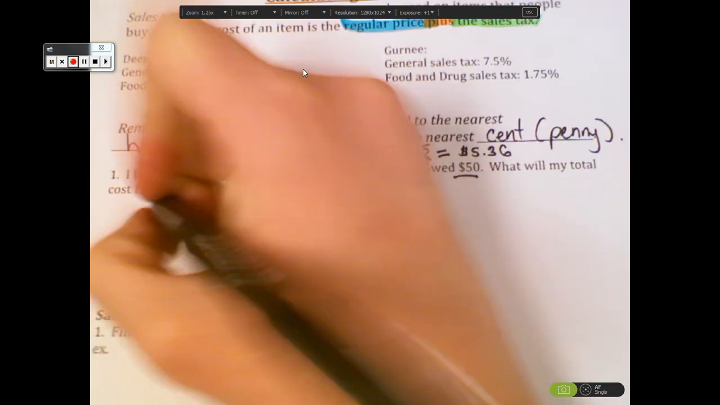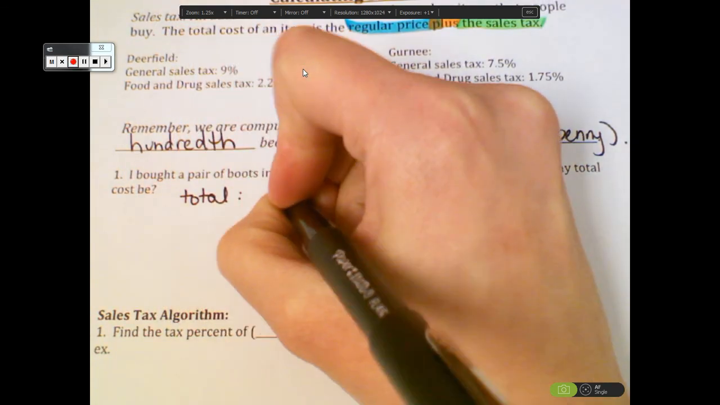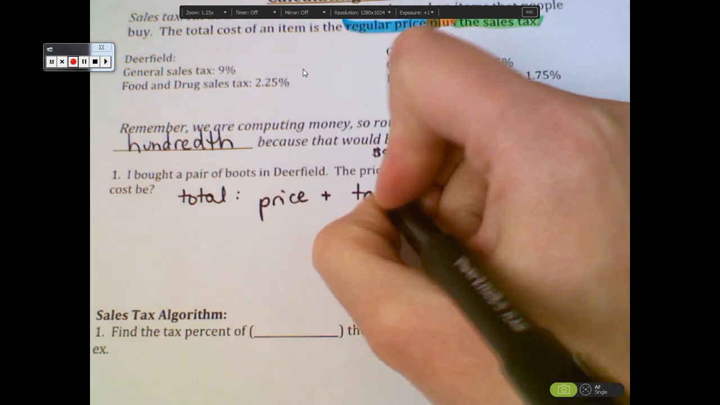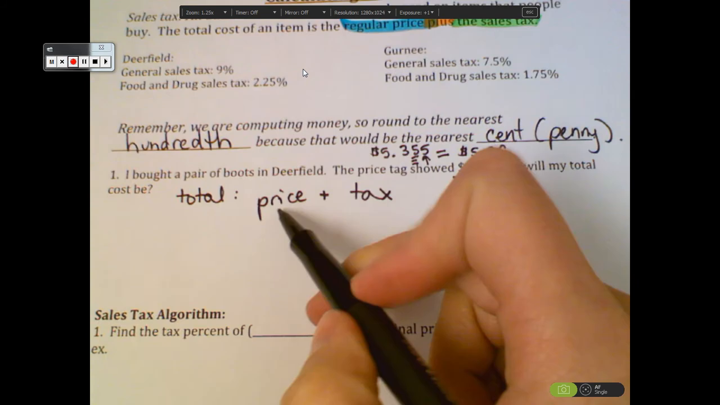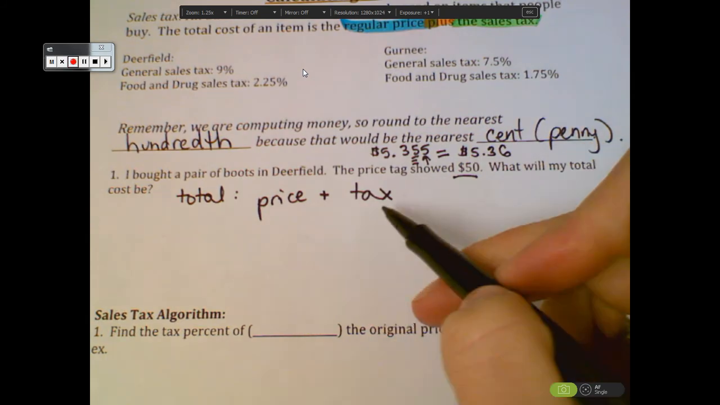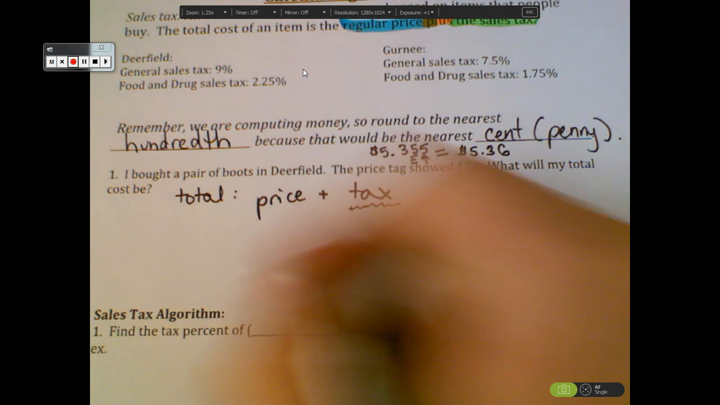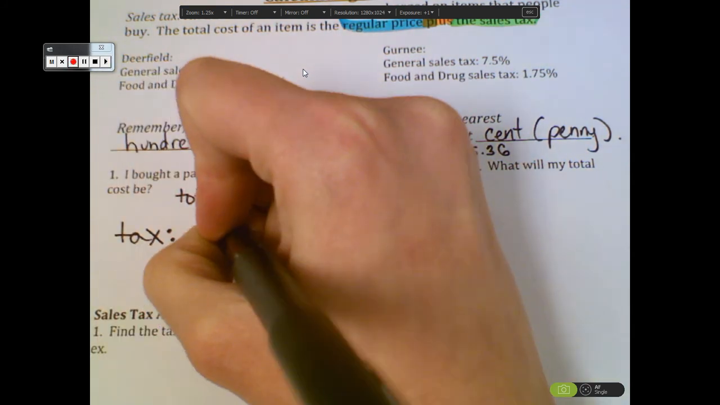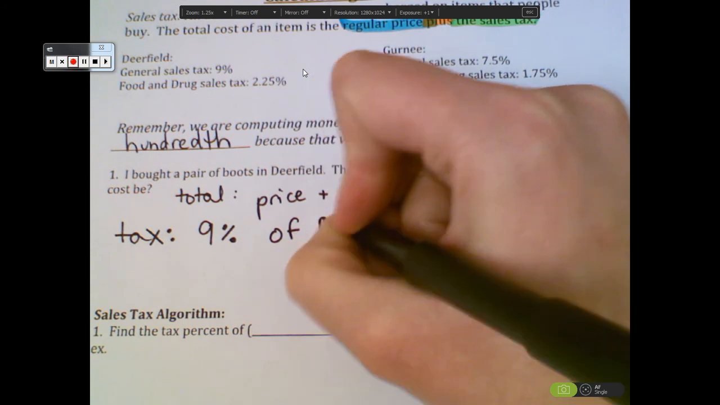So our total is the price of the boots, of course, plus the sales tax. In this case, we know what the price is. It's $50. The thing that we don't know is the tax, and that's what we're going to be solving for right now. In Deerfield, tax is 9% of whatever you're buying. In this case, it's 9% of $50.